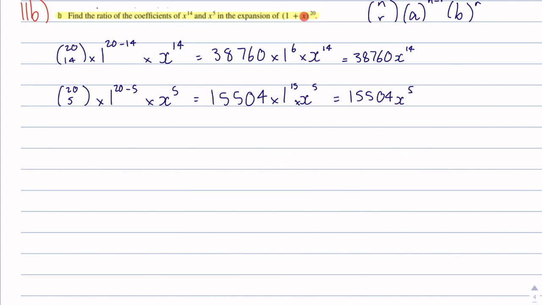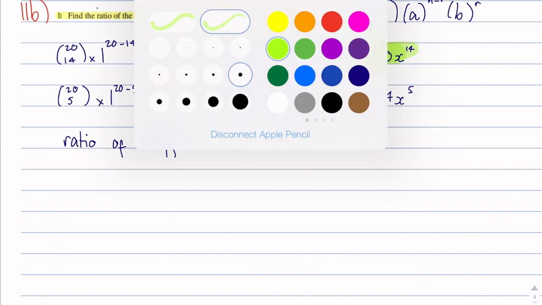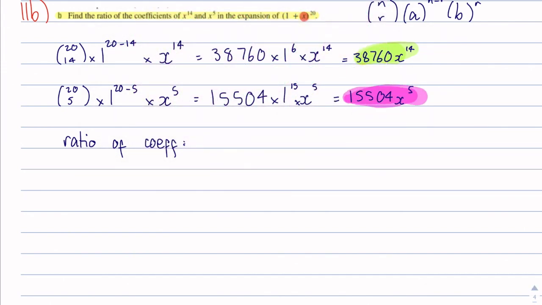And it's asked us to find the ratio of coefficients. So what we're going to do is get the coefficient for the first one and put it over the coefficient for the second one. So I've got 38760 over 15504. Put in my calculator, 38760 over 15504, we get 5 over 2. So the ratio is 5 to 2. That's how you do those.